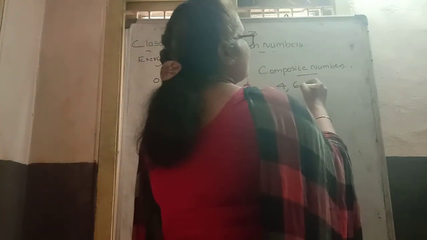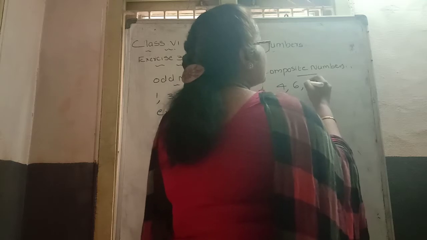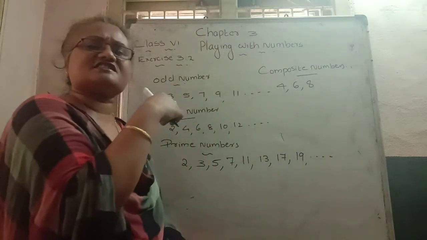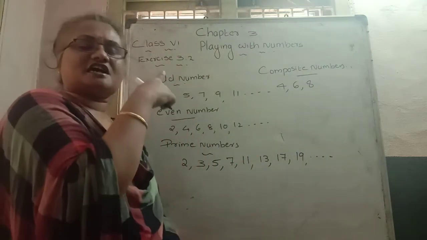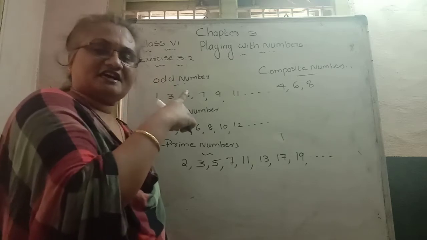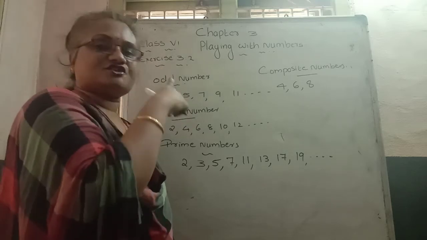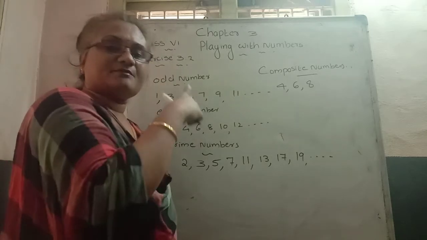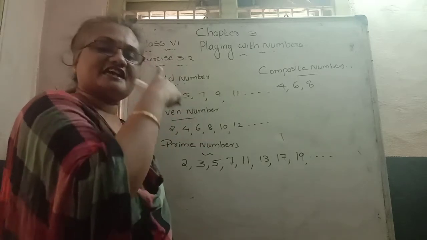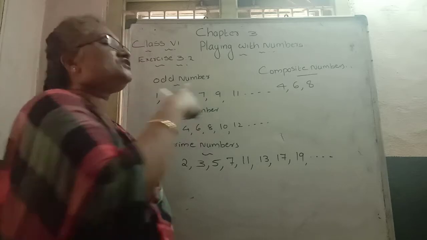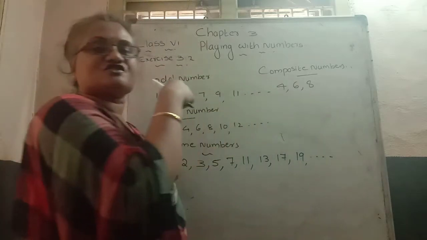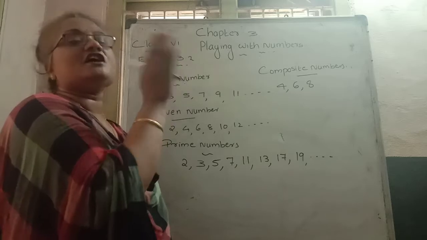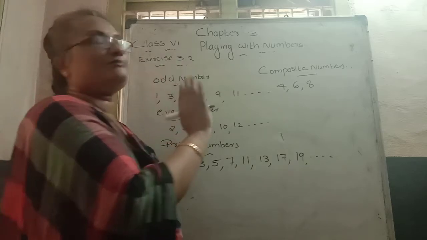The next composite number is 8. Why is 8 a composite number? 8 comes as an answer in the 1 table (1 eight is 8), the 2 table (2 fours are 8), the 4 table (4 twos are 8), and the 8 table (8 into 1 is 8). So 8 has more than 2 factors. That's why 8 is a composite. It is not a prime number.